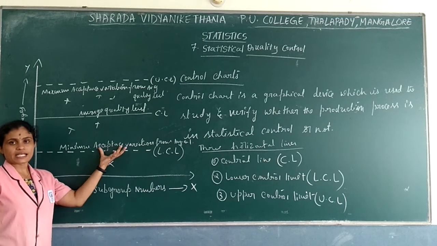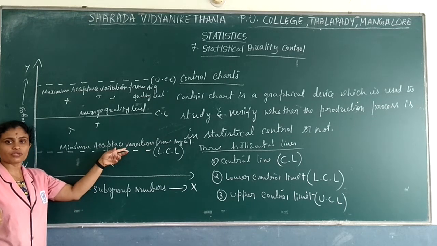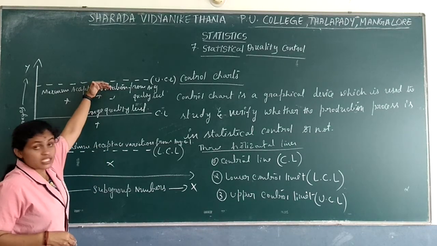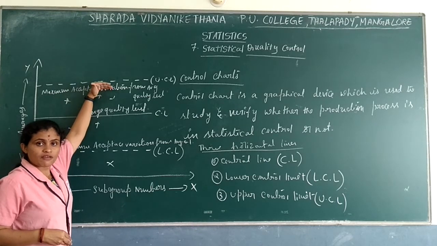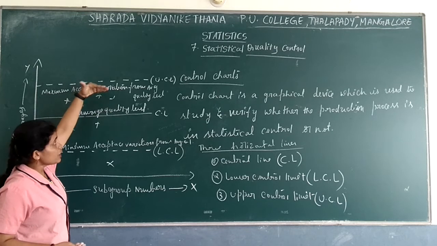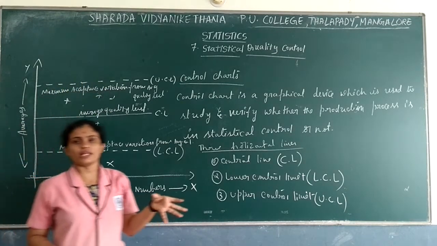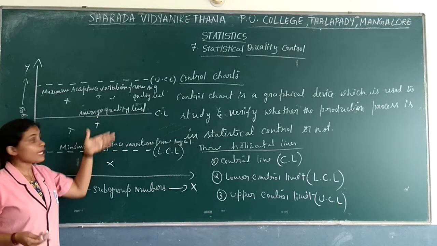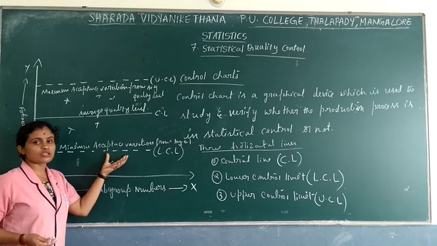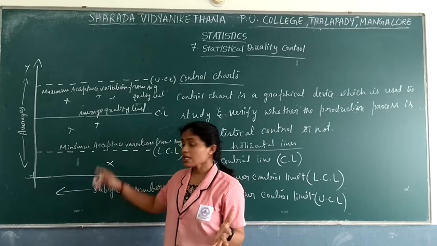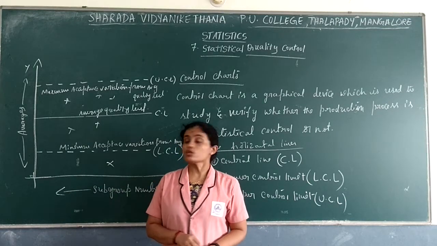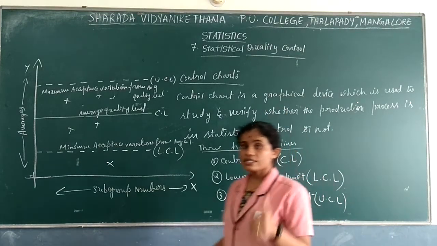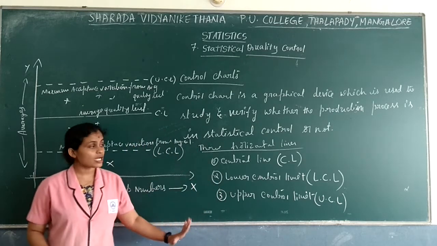So it is a minimum acceptance variation. Till here, if we find variation, we can accept. The minimum acceptance level is the lower control limit, and the maximum acceptance level is the upper control limit. This is the average quality. If it goes above this, then the quality of the product is very good. Below this, if it comes, the quality is okay. And if it comes below the lower control limit, it is not accepted; that product is not at all accepted. So this is about the control chart, and it has three horizontal lines, that is central line, lower control limit and upper control limit.